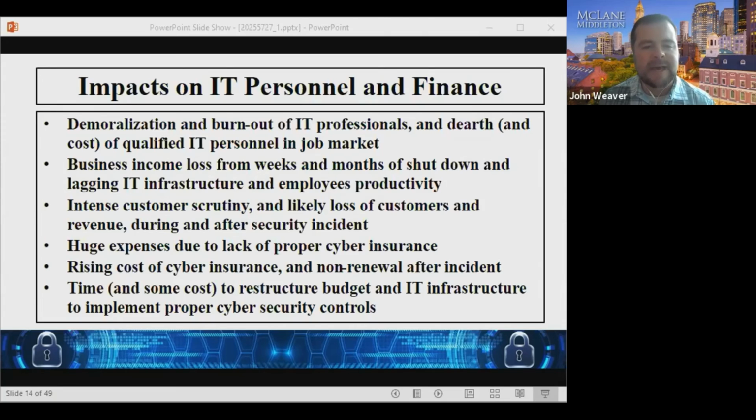And then finally, time and some cost to restructure budget and IT infrastructure to implement proper cybersecurity controls. This is not automatic. It's not like the same blueprint works for every organization. You have to put some thought into it. It's worthwhile. You will get a cybersecurity program, an information security program that reflects your needs and your budget, but you do have to put the time into thinking about it and rolling it out appropriately.